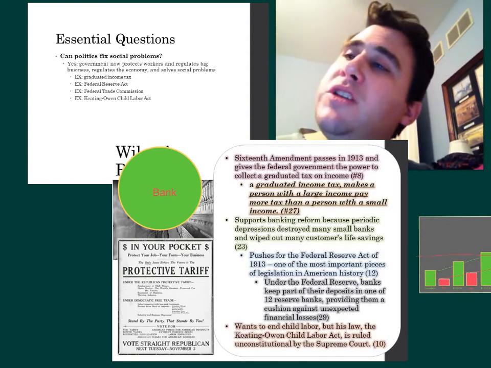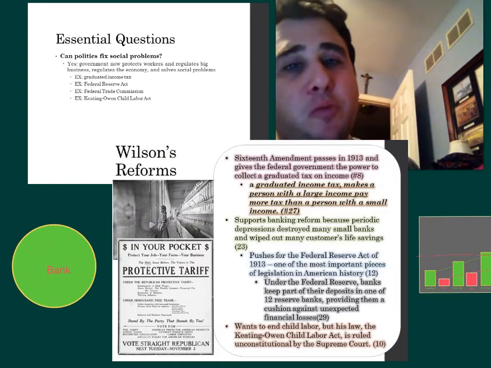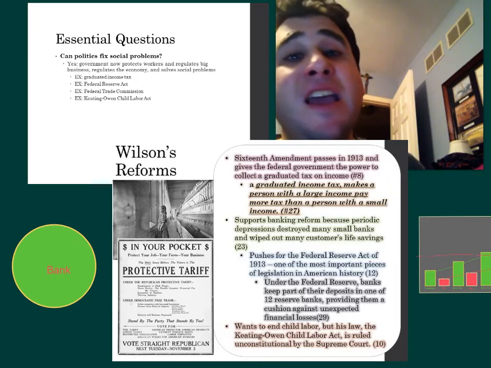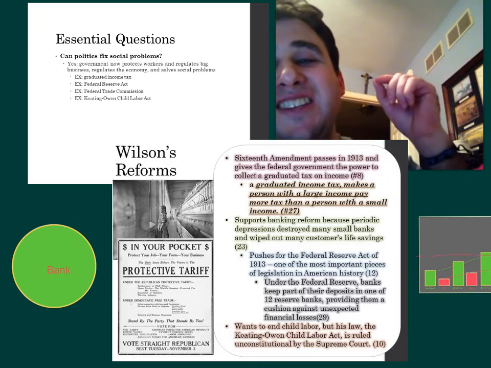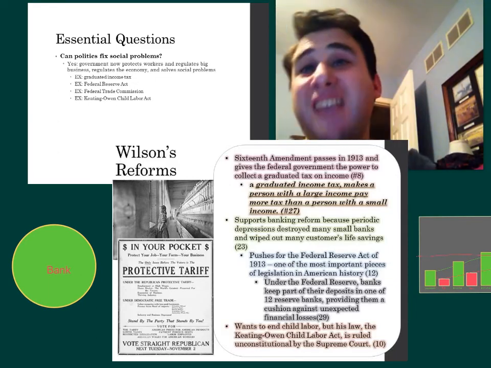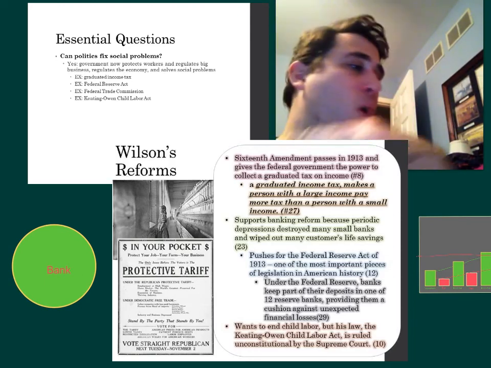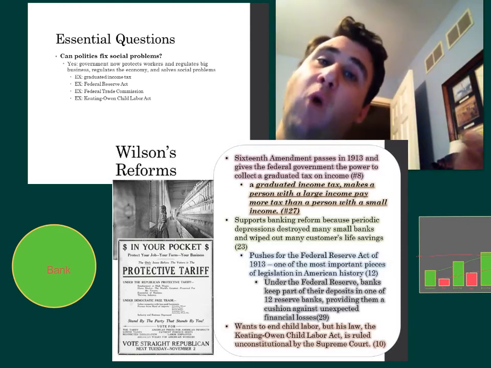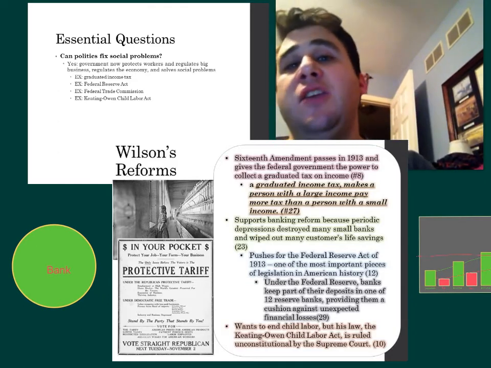The other big thing that Progressive Wilson wants to do is end child labor, but here's the interesting thing. The Supreme Court actually says he can't do that. He can't end child labor because it's not something Congress is allowed to do, to tell the states who can work and what the rules are in your state. The government in Washington can't tell your state what your rules are when it comes to citizens of your state working.